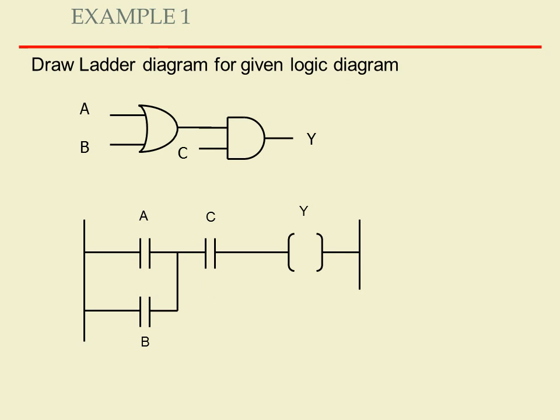So this is how the ladder diagram can be drawn. As we know, for AND logic, two open switches are connected in series. Remember that. And for OR logic, two open switches are connected in parallel.